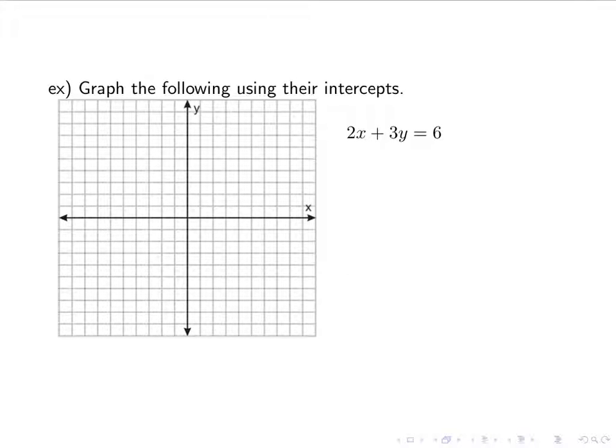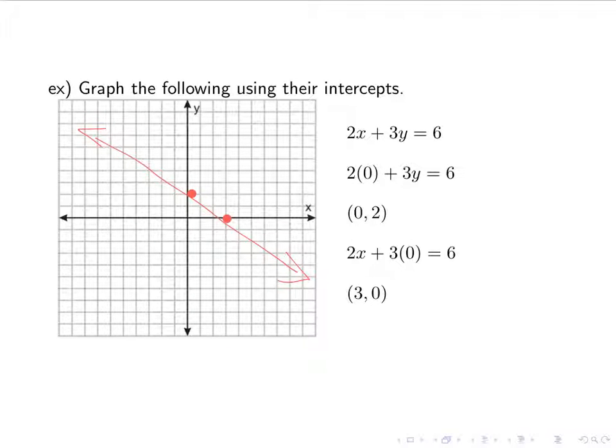2x plus 3y equals 6. I'm going to first plug in 0 for x, solve it for y. I get 0, 2. And then I'm going to plug in that y is 0 and solve for x. And I get 3, 0. So I'm going to plot them. I have 0, 2, and 3, 0. And then I will connect them again with a straight line as best I can. And that's close enough.